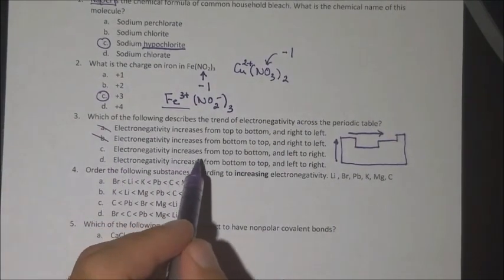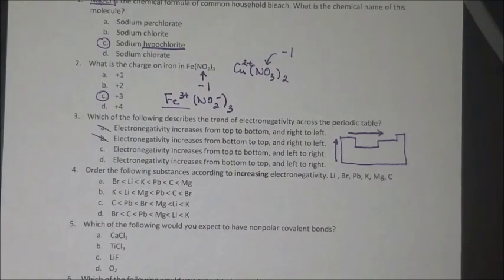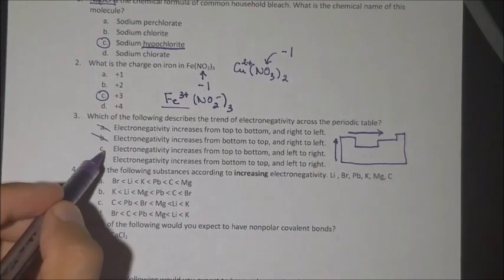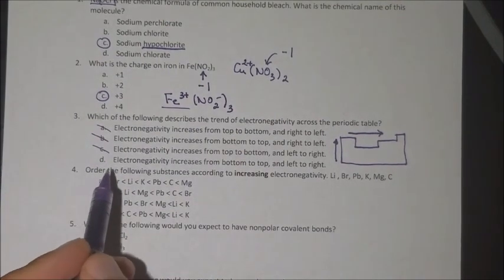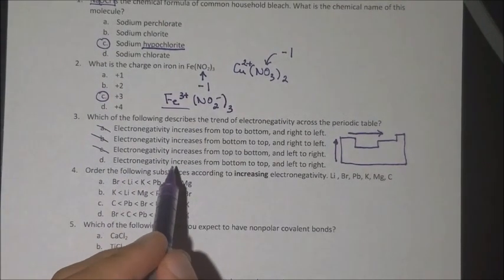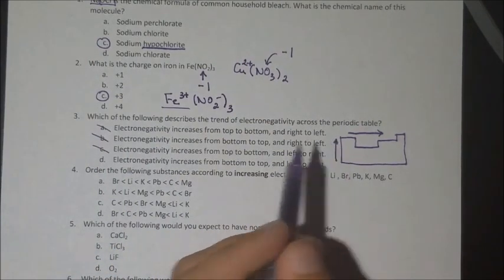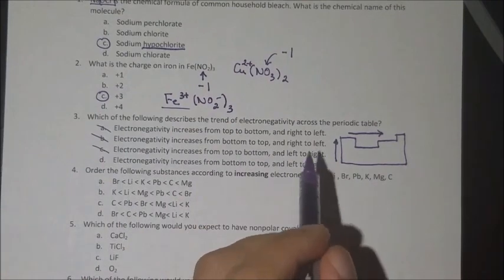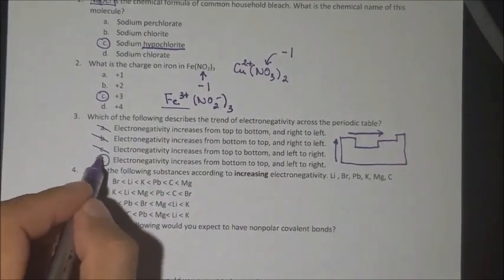C says electronegativity increases from top to bottom. Well, that sounds a little bit like A, so I think we can probably get rid of C as well. And with that, we're left with D, which says that electronegativity increases from bottom to top. Yep, we agree with that. And from left to right. Sounds good to me. So the correct answer for 3 is D.